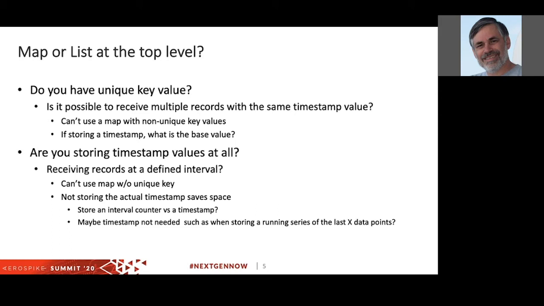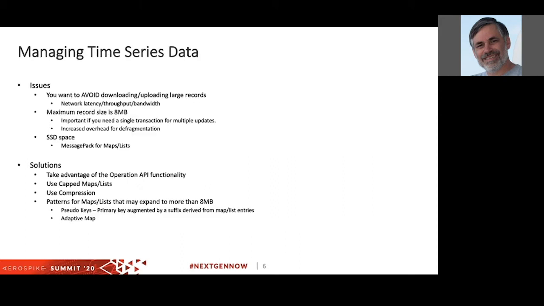So think about what you're storing. When you're talking about storing large sequences of data, then you want to look for the most efficiencies you can in terms of storing data. One of the most important issues is you want to avoid downloading and uploading large records. That causes major issues in terms of your network latency, throughput, and bandwidth. You want to limit as much activity you can on a record, as many updates as you can to the server itself.